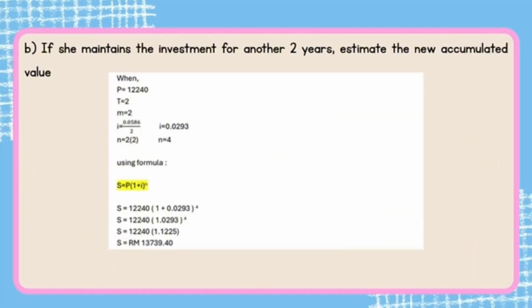So for question B, we get P equals 12,240, T equals 2, M equals 2, r equals 0.056 over 2, n equals 2 times 2 equals 4. So using the formula S equals P(1 plus i) to the power of n, we substitute all the values, and then we get S equals 12,240(1 plus 0.0293) to the power of 4, and then we get S equals 12,240 times 1.1225, and then we get the answer 13,739.40 ringgit.